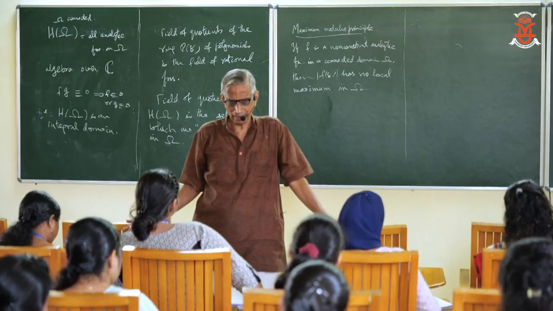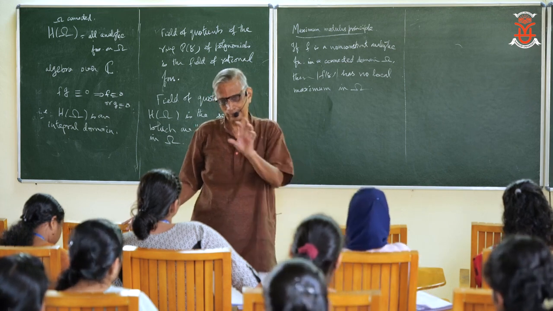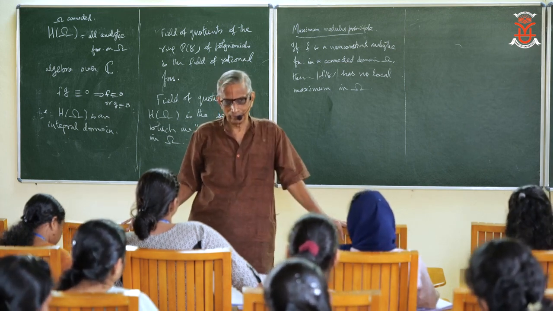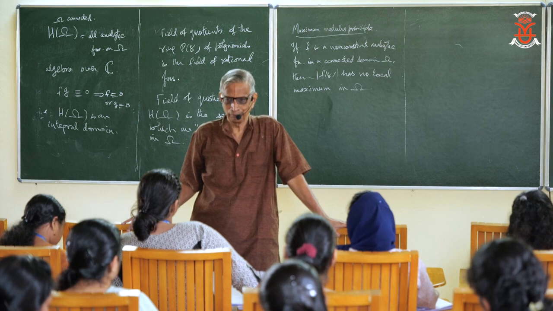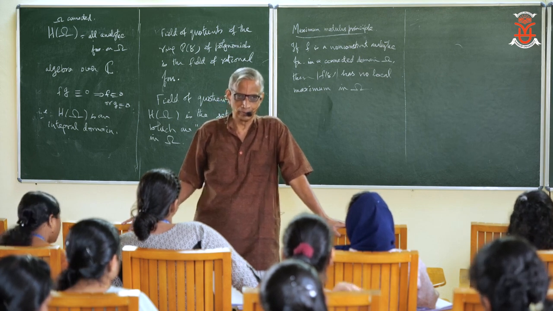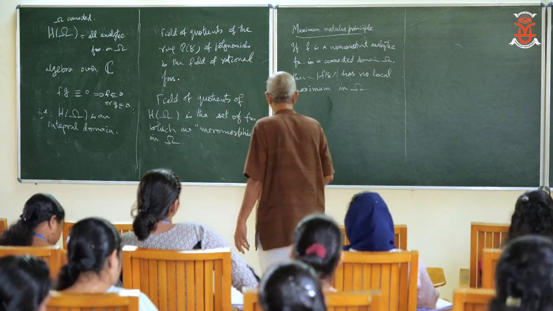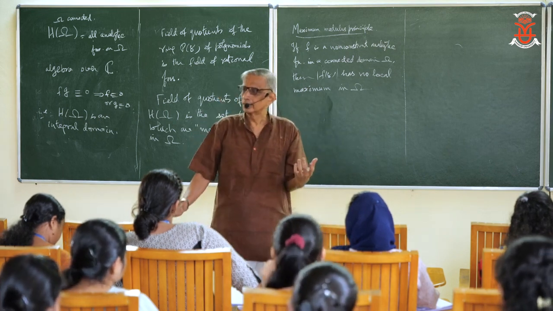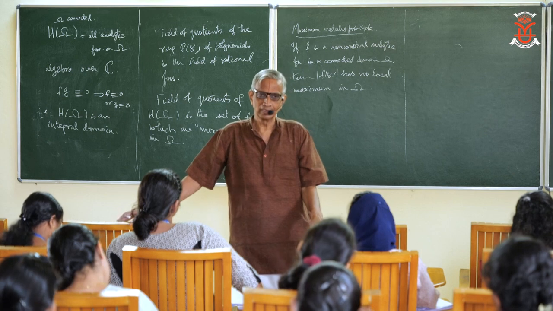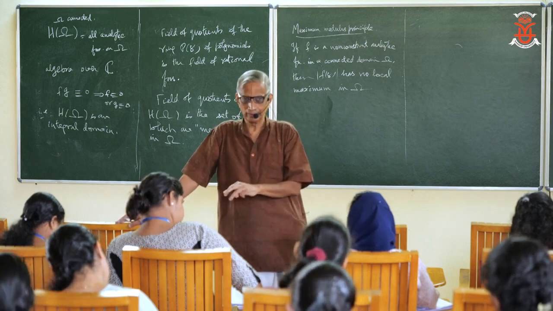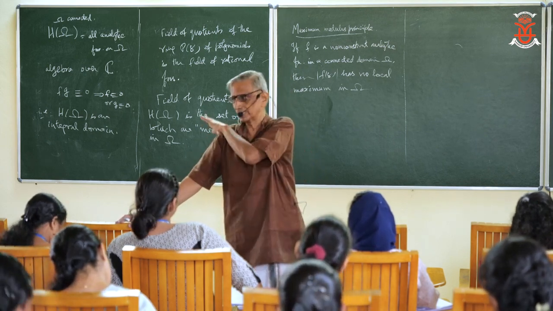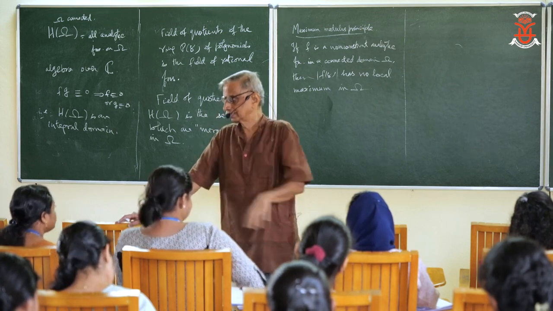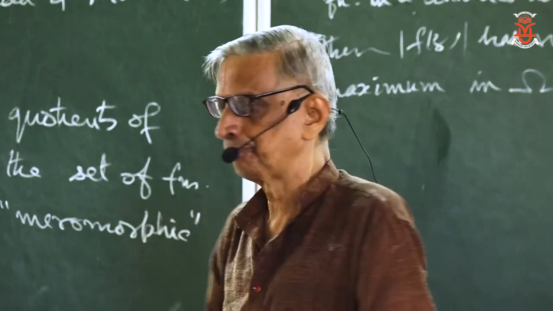So what do you mean by local maximum? A neighborhood. Local generally refers to what happens in a neighborhood. Or stated another way, if an analytic function has a local maximum at some point, then the function must be a constant. That's what this is. Okay?